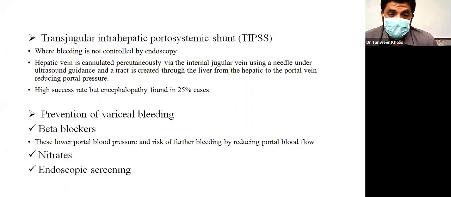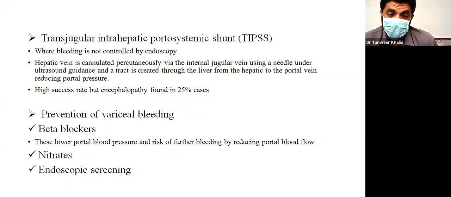The hepatic vein is cannulated percutaneously through the internal jugular vein using a needle under ultrasound guidance, and a track is created through the liver from the hepatic to the portal vein, and it causes reduction in the portal pressure. There is a high success rate, but encephalopathy is found in 25% of the cases.